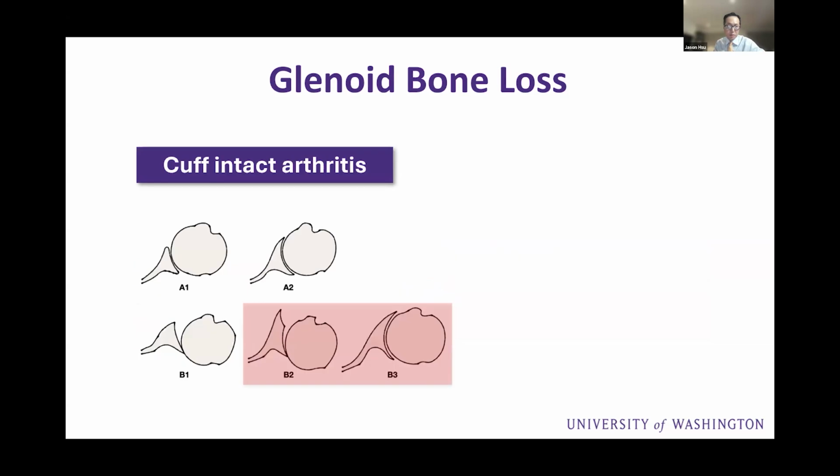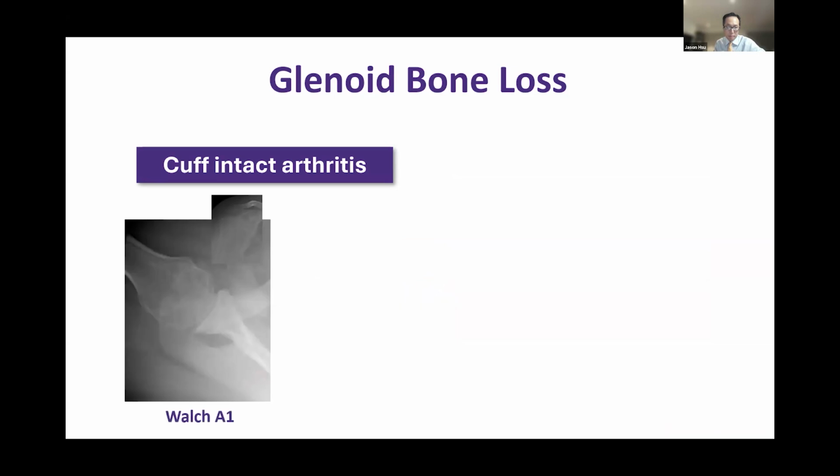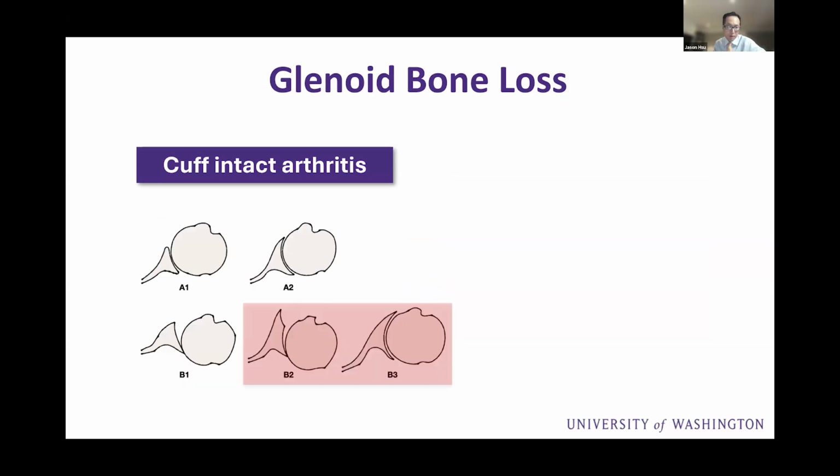And as Kevin discussed, it's really these forms of posterior eccentric arthritis with the B2 and the B3 glenoids where the humeral head has caused posterior bone loss that we get concerned about. And that's because, as Kevin showed with the biconcavity and posterior decentering of the humeral head, there's concerns with glenoid component failure.